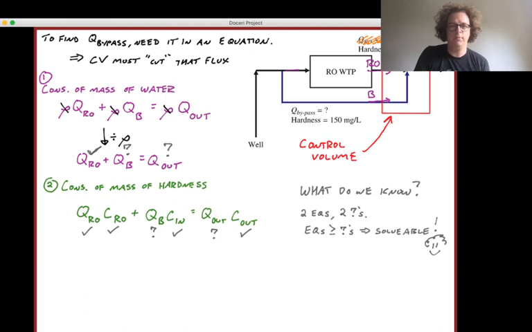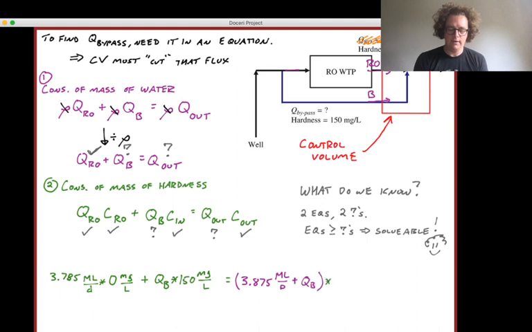So with our strategy in place, having checked that we think it's a solvable problem, now it's time to do some math. So I'm going to take equation 2 in green, and I'm going to start to put numbers in. So working from left to right, Q from the RO plant is 3.785 megaliters per day. That's QRO. And we're multiplying that by the concentration that comes out of the plant, which is 0. Plus, so now the second term in the equation, the bypass flow, we don't know, so QB. But we do know that bypass flow is at 150 milligrams per liter.